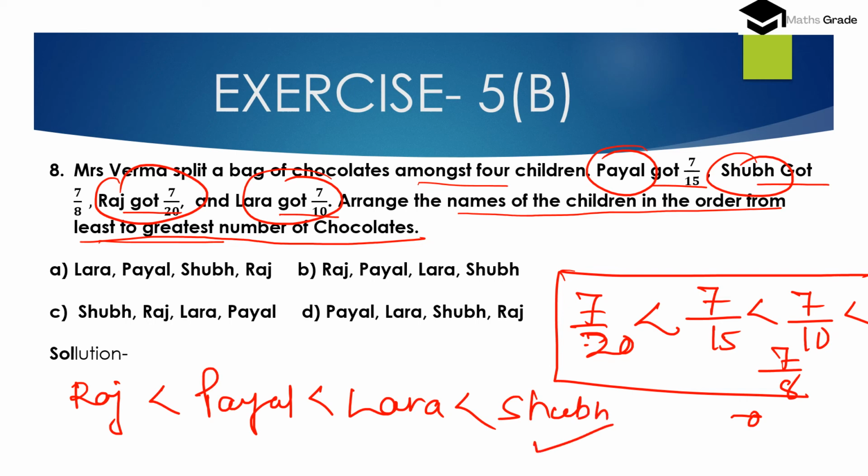So arranging the names of the children in order from the least to the greatest number of chocolates: Raj, then Payal, then Lara, then Shubh. Raj, Payal, Lara, Shubh is option B. So option B is the correct option.